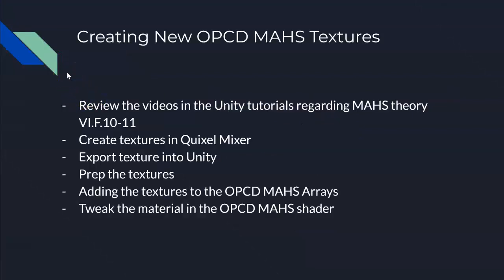Theory-wise, first of all, if you don't understand the MAHS shader theory about arrays, you need to go back to the Unity section, which is section 6, section F, videos 10 and 11. Those numbers might change depending on whether I've added videos or not. You need to review those and understand how those array slots work. You should also understand channels, like red channel and blue channel, and vert painting. You need to know it cold because this gets kind of complex.